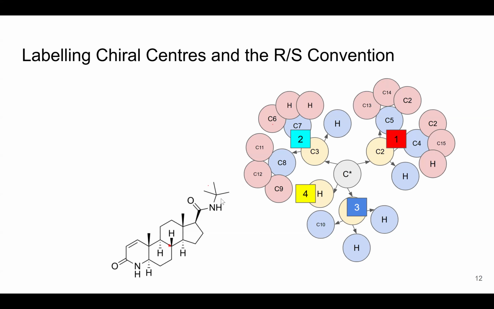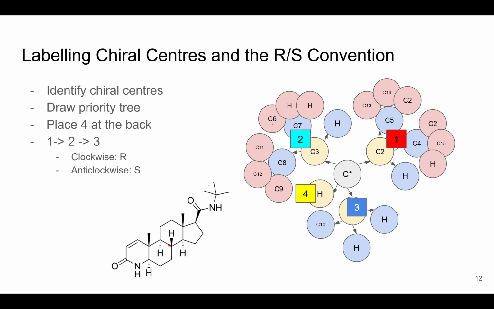Okay, so we can label chiral centers with the RS convention. An easy way of labeling is: first, you identify the chiral centers, and second, you draw the priority tree. The third step is you place priority or rank number 4 at the back. Then you draw a circle starting from the group with rank number 1, passing through 2 until 3, and you see whether the circle runs clockwise or anti-clockwise. If it's clockwise, then it's R. If it's anti-clockwise, it's S.